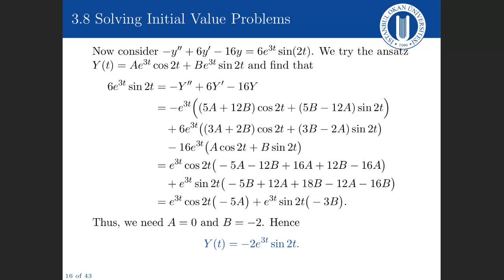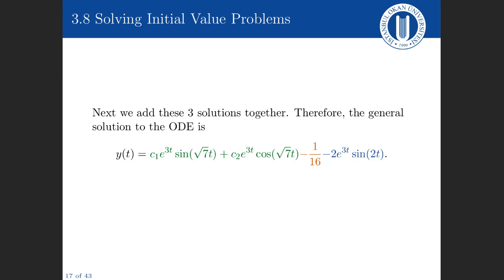We find that for this to be true, we must have that a is 0 and b is equal to minus 2. So we found a particular solution, minus 2e to the 3t sine 2t. To find the general solution to the non-homogeneous differential equation, we add these three functions together.